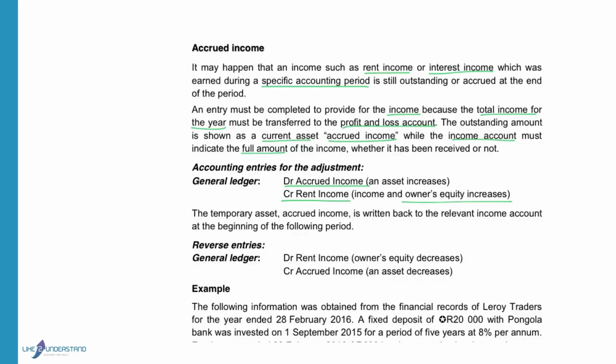The temporary asset accrued income will be written back on the first day of the next financial year. So what we did originally will now be reversed. So we debited accrued income, and to close that account at the beginning of the next financial year, we will have to credit accrued income. Rent income was credited so that we could have the total amount for the year. Because it was still not received, the rent income account will now be debited.